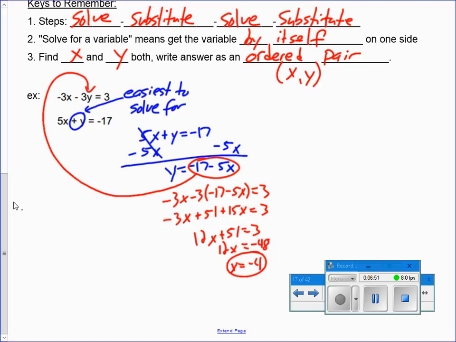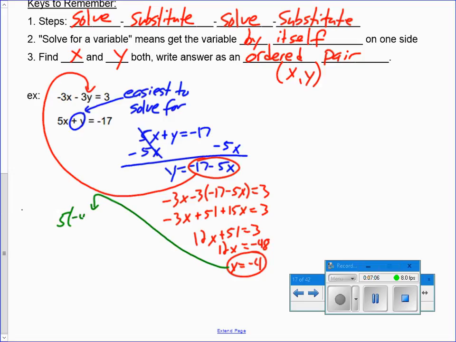Alright, so that gives me x. Remember, I still have to find y, so we look for which equation might be the easiest to substitute into. You'll get the same answer either way, but we want to try and make the least amount of work possible. So let's try the bottom equation.